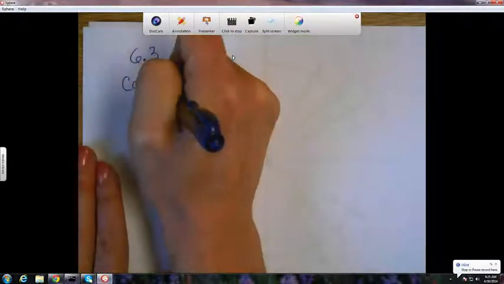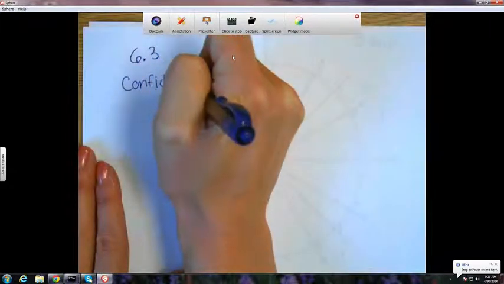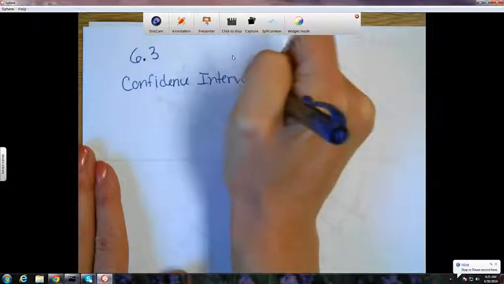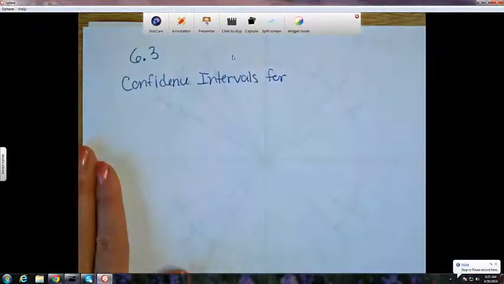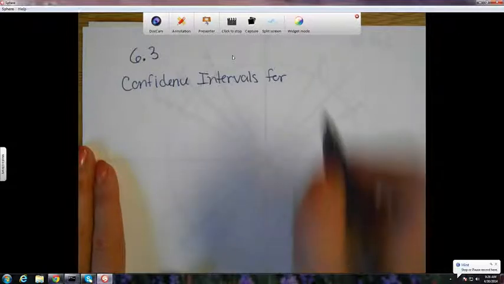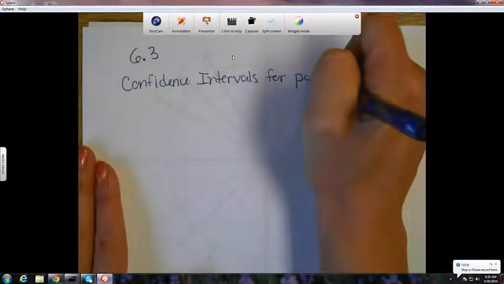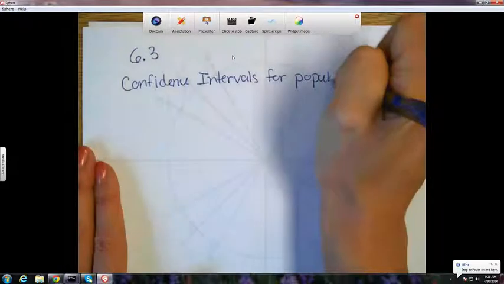Confidence interval. Save your conversations back there. Confidence interval for, what have we done confidence intervals for so far? Population mean. Today we're going to switch. Confidence intervals for population proportion.